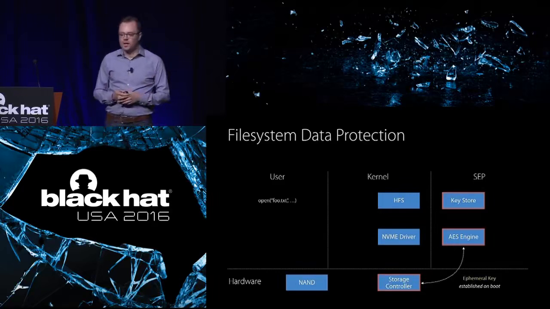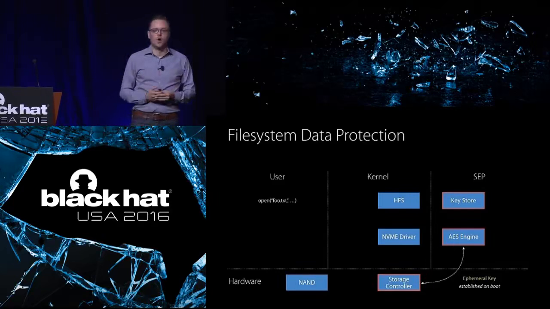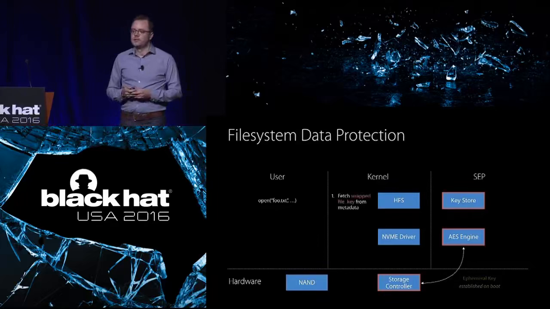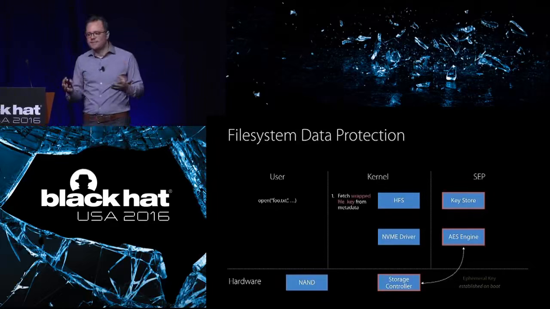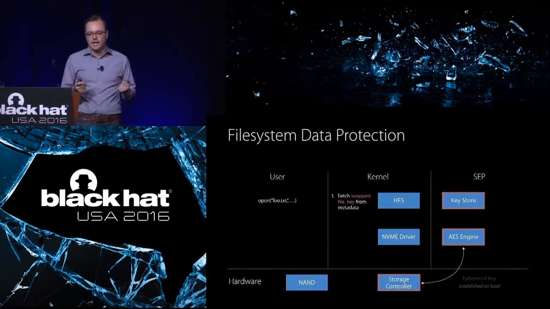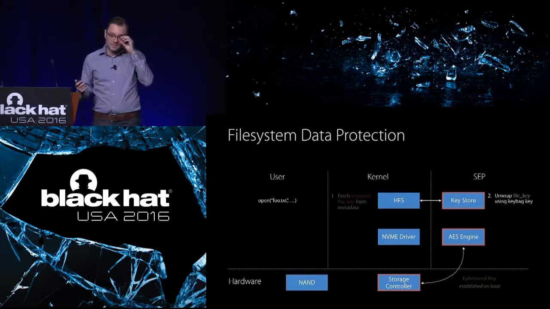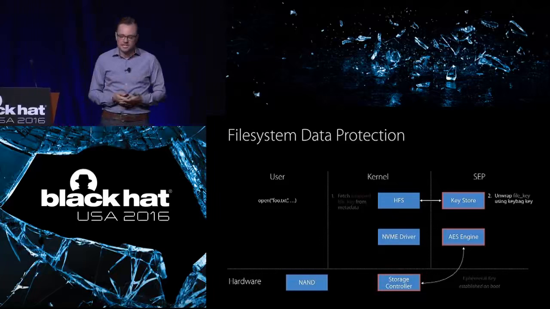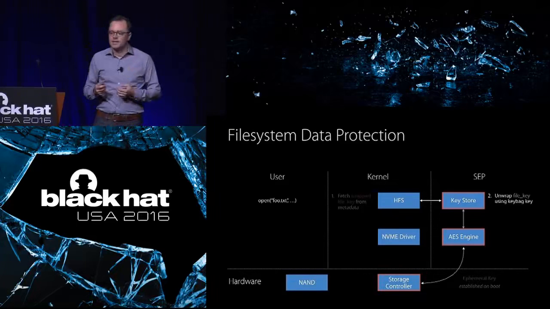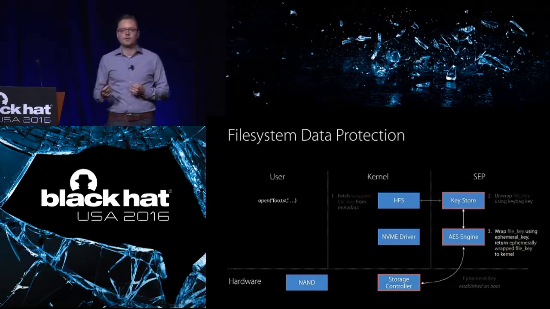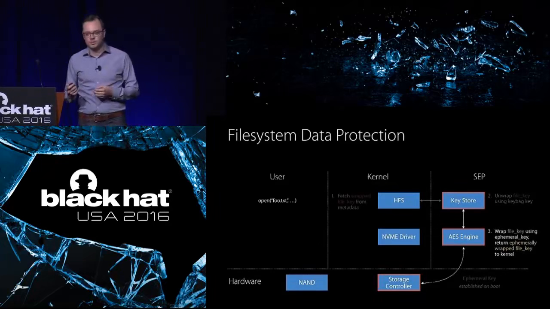Then later, when the phone is running, or the device is running, and you attempt to open a file, the kernel will fetch the wrapped file key from the metadata, will send it over to the SEP, which will use the user key bag key to unwrap it, and then it'll rewrap it to that ephemeral key that was chosen at boot.